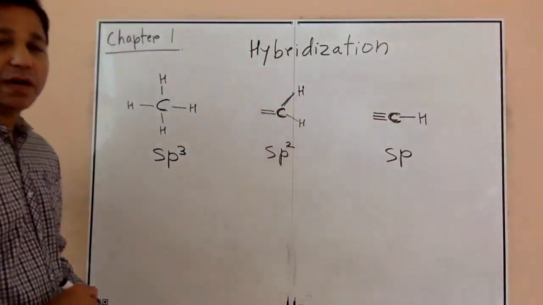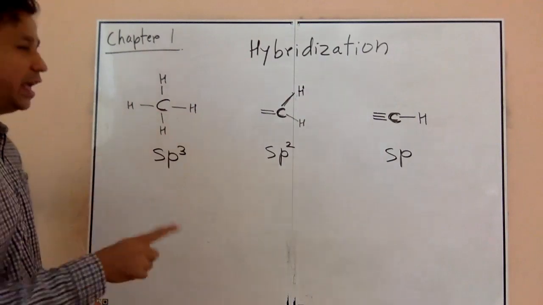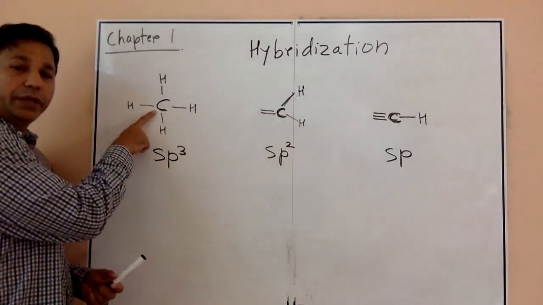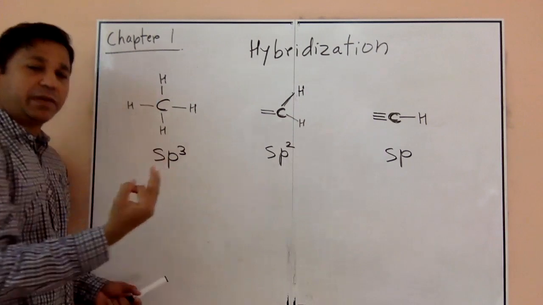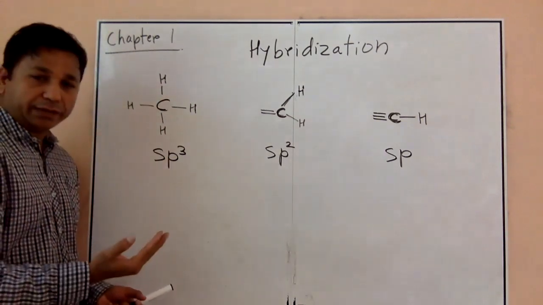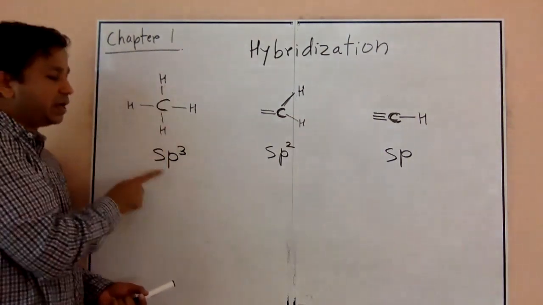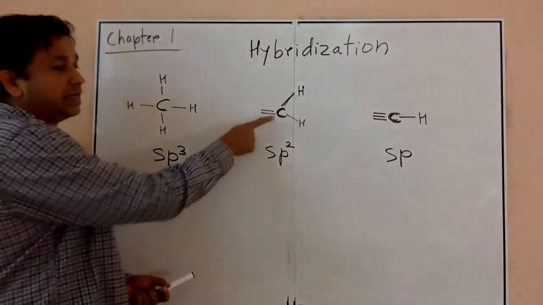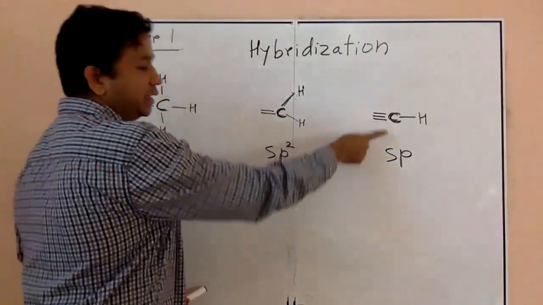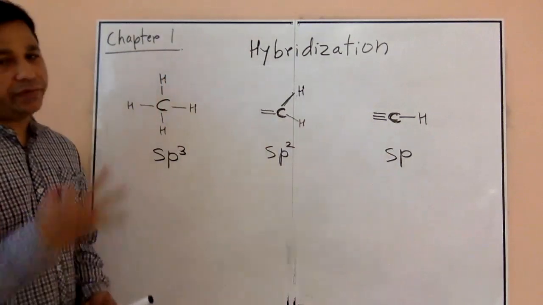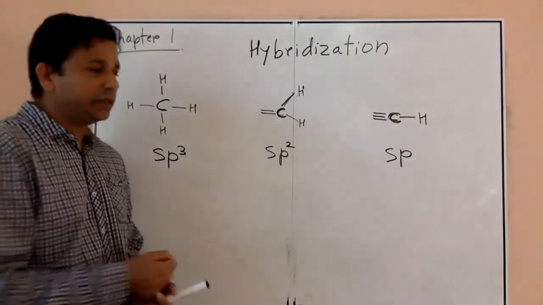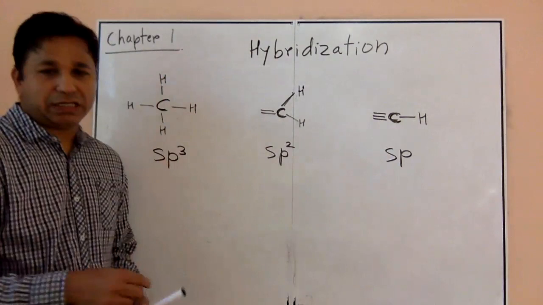The best way to keep this in mind is to look at the carbon and see whether it has a single bond, double bond, or a triple bond. If it has all single bonds, that is sp3. If it has a double bond, it is sp2. And a triple bond is sp. So there are three different types of hybridizations for carbon: sp3, sp2, and sp.